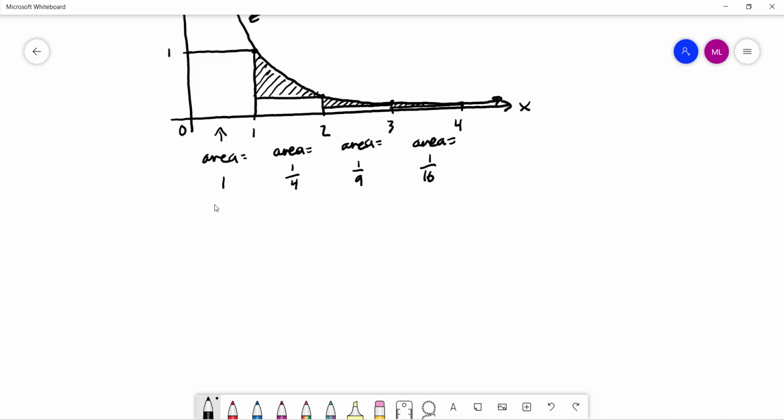So if the integral of 1 over x squared converges, so will the series.